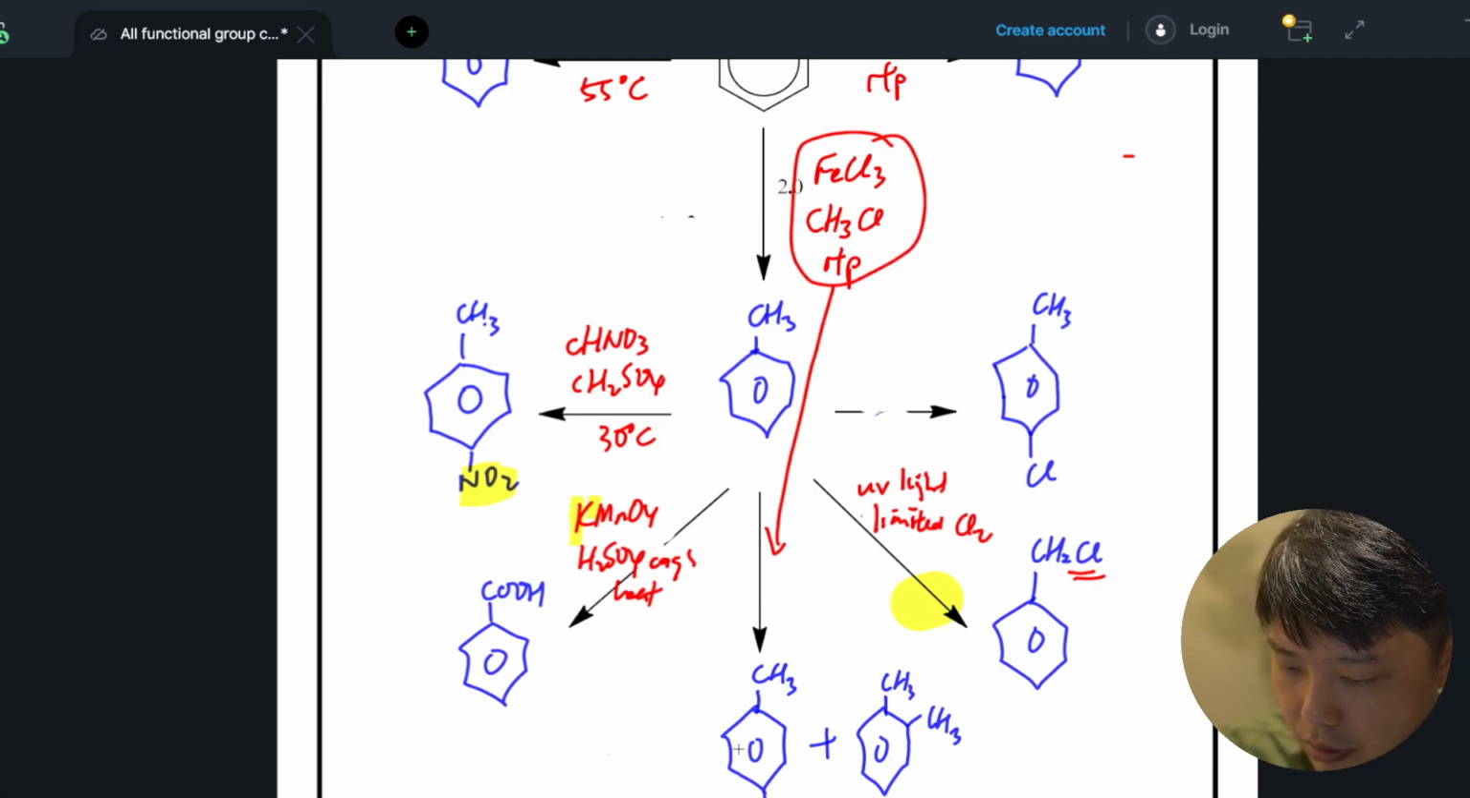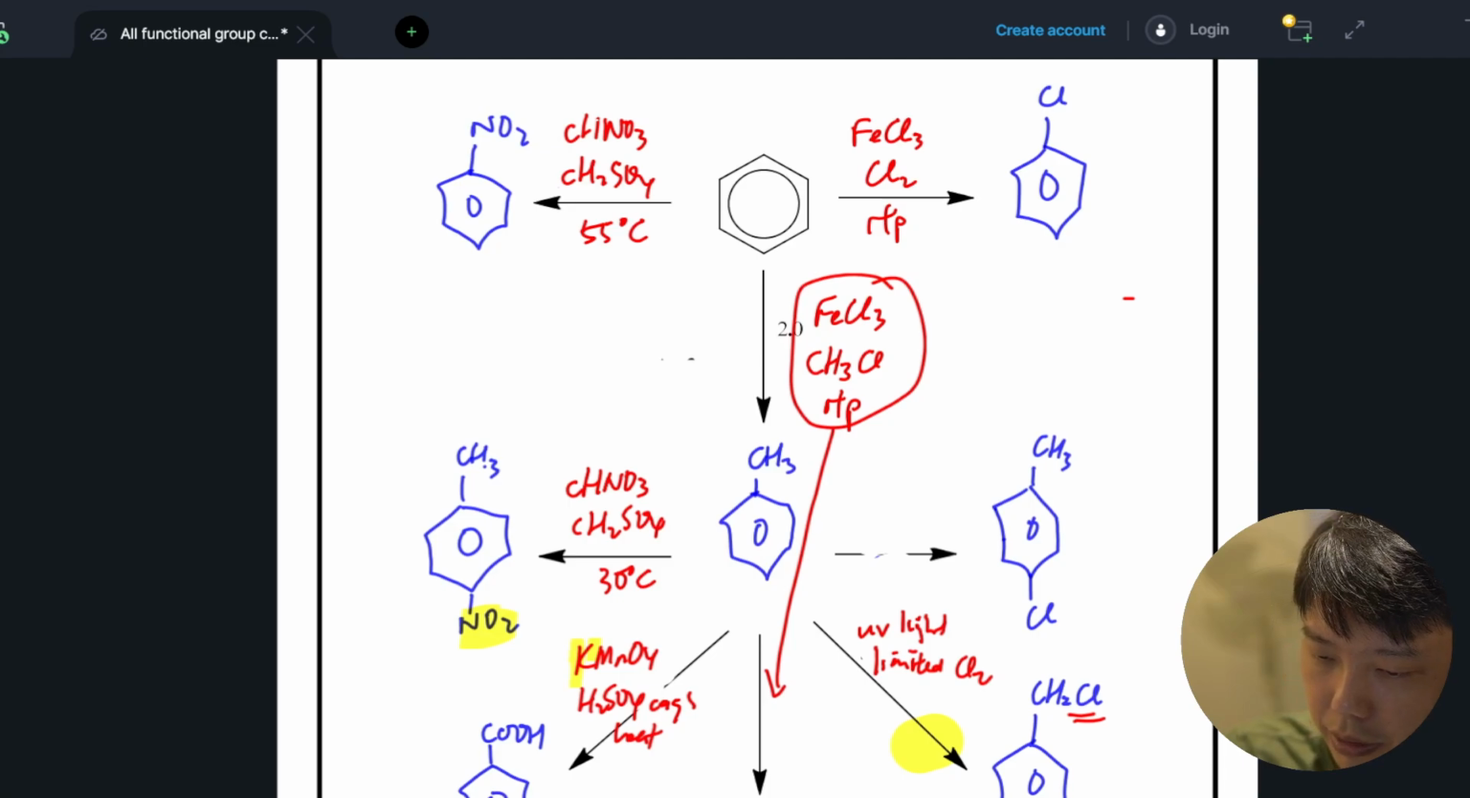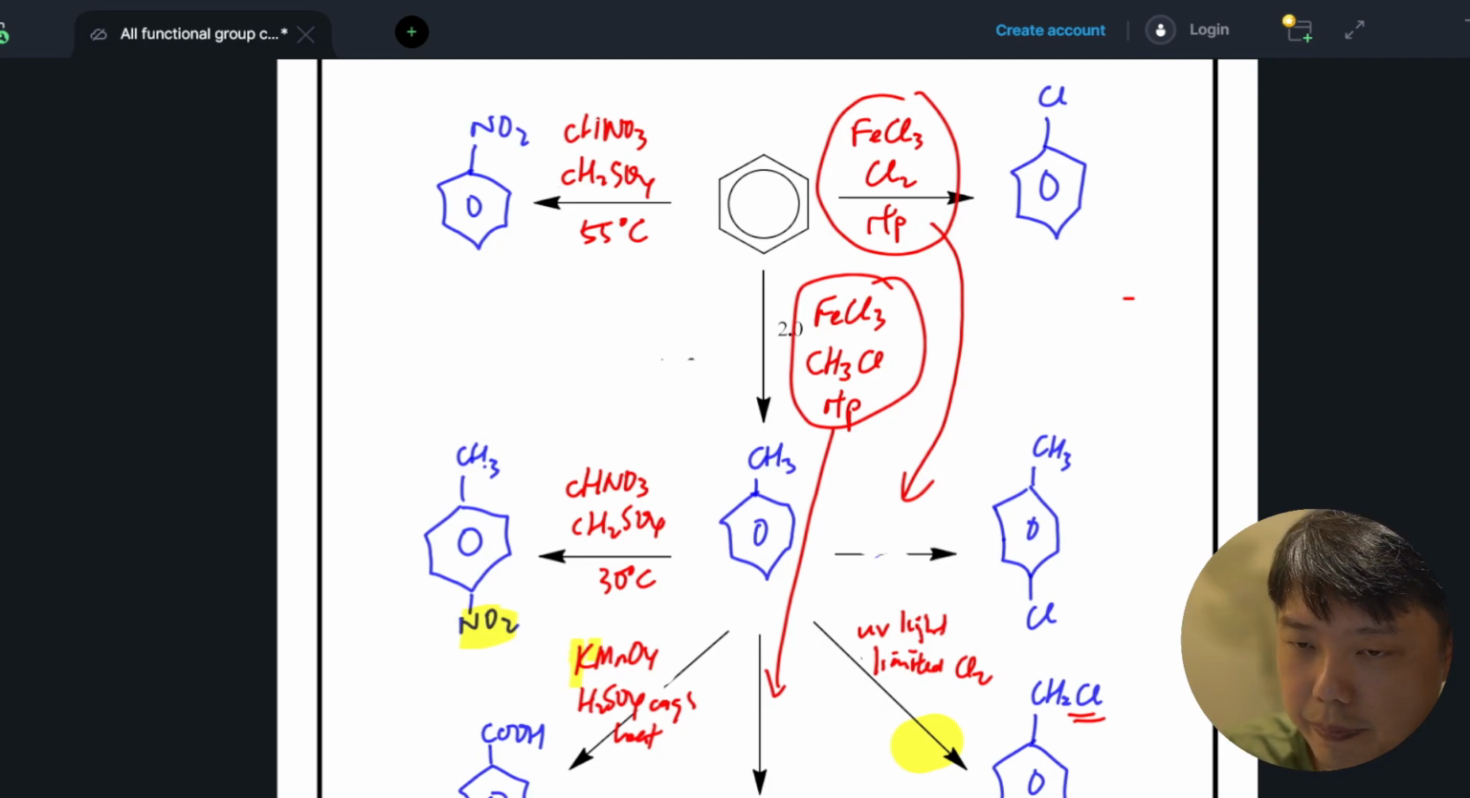Right, last but not least, we have electrophilic substitution of chlorine. For electrophilic substitution of chlorine, we can use this particular reagent and condition. Just bring it down here, same. So that's it for all the reactions with arenes.